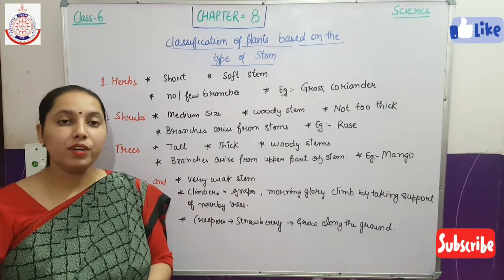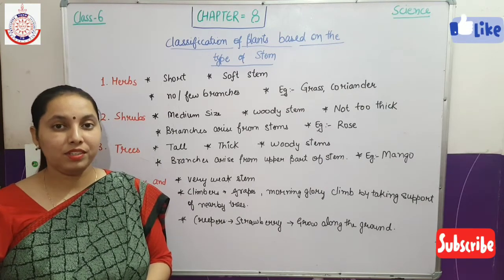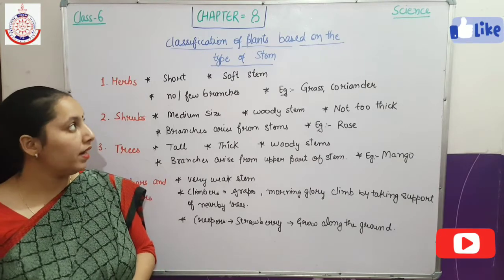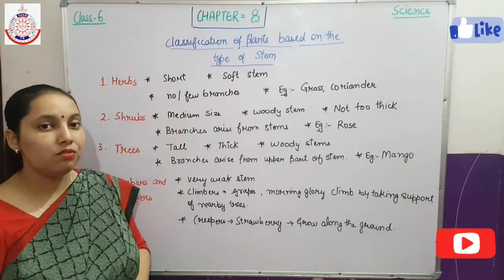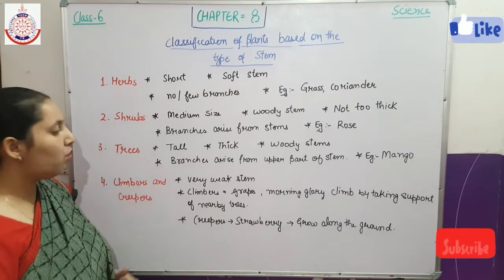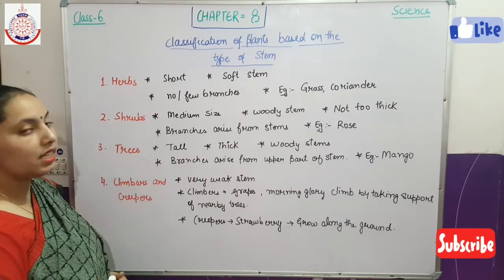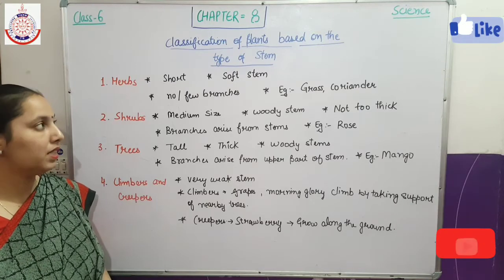So today we will discuss some classification of plants according to the type of stem. Fine. So we'll classify the plants basically in 4 categories. We'll discuss these one by one. First category is herbs. What are herbs?